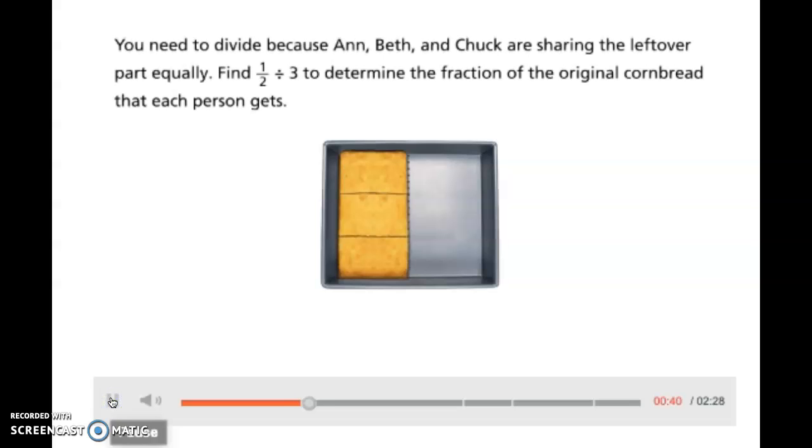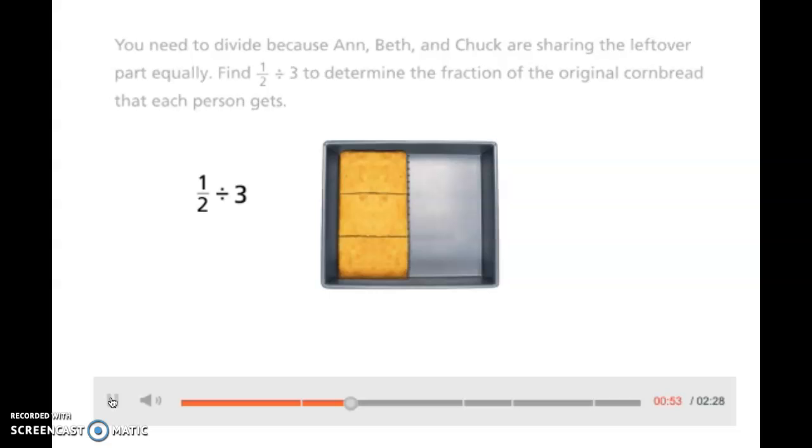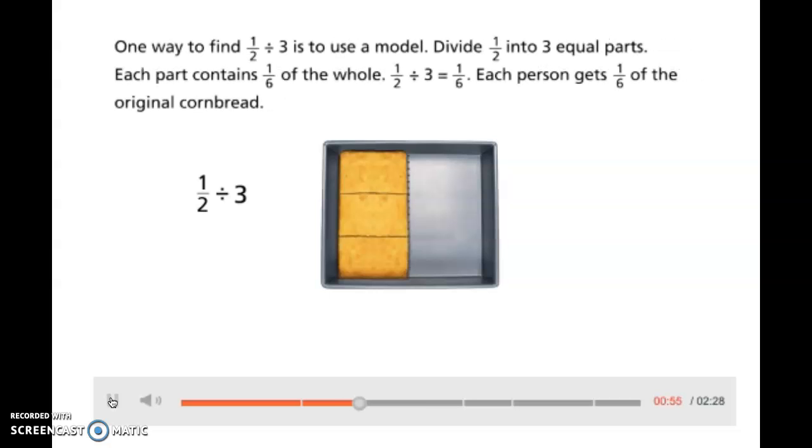You need to divide because Anne, Beth, and Chuck are sharing the leftover part equally. Find 1/2 divided by 3 to determine the fraction of the original cornbread that each person gets. One way to find 1/2 divided by 3 is to use a model.